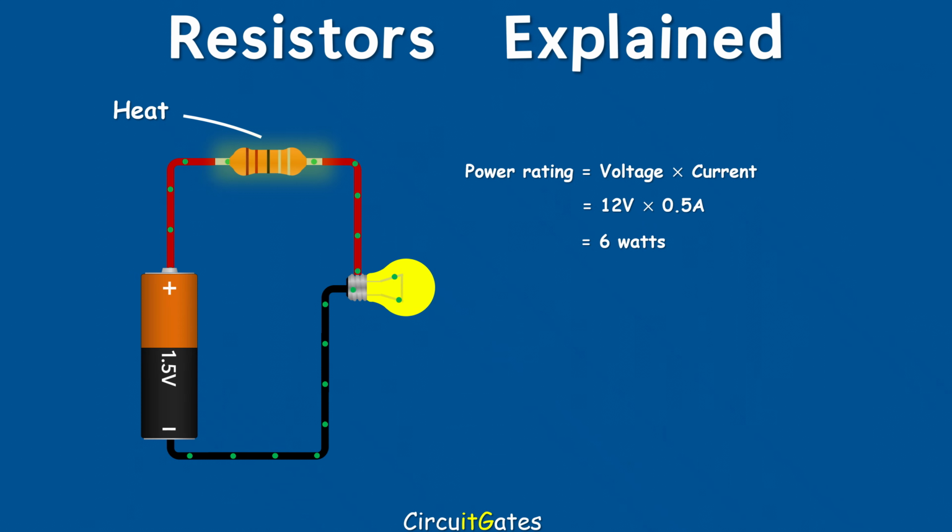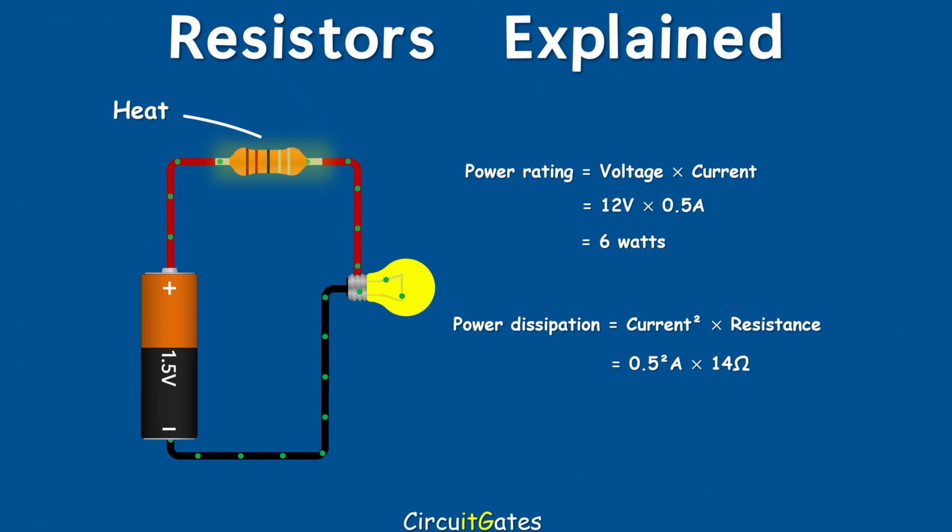Power dissipation is the actual power a resistor dissipates in a particular circuit. Power dissipation is given by the product of current squared and resistance value of a resistor. In our previous example, we had a 14 ohm resistor, and the current flowing through it was 0.5 amps. Then power dissipation is equal to the product of 0.5 amps squared and 14 ohms, we get 3.5 watts.